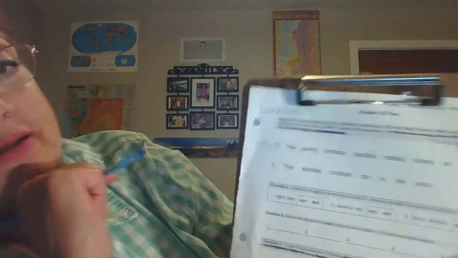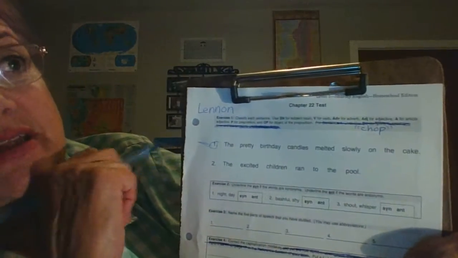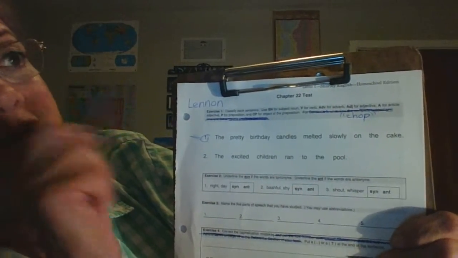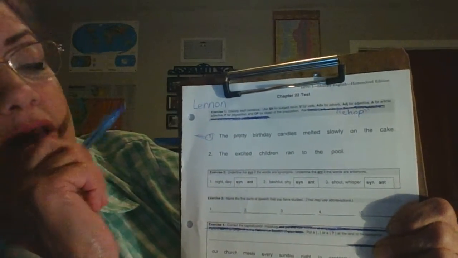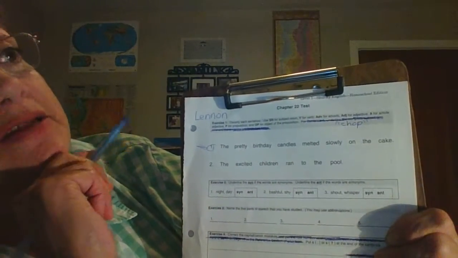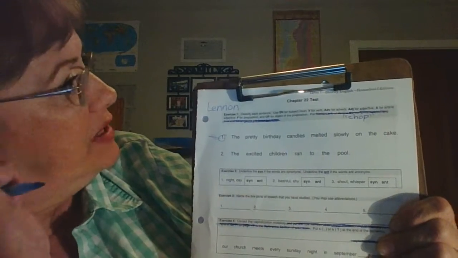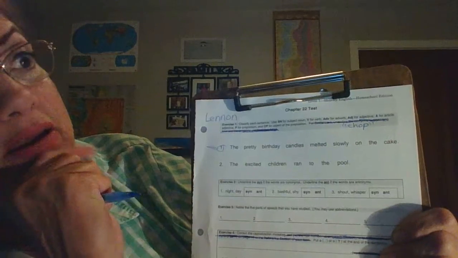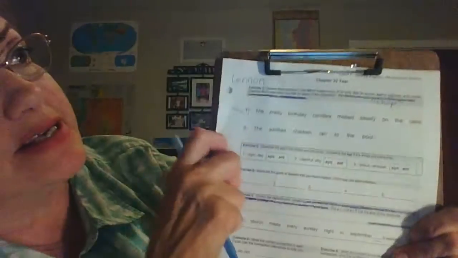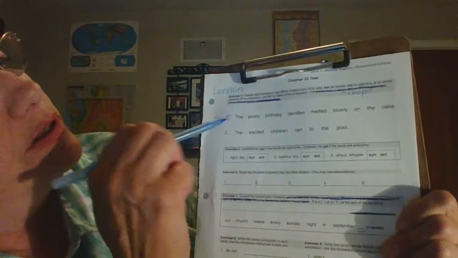Before we do anything else, I want you kids to find the subject noun. Again, the subject noun is who or what the sentence is about. It's the main noun of this sentence. Noun, of course, is person, place, or thing, and we want to find the main one. There could be many nouns in a sentence, but we want to find who or what the sentence is actually about. The pretty birthday candles melted slowly on the cake.